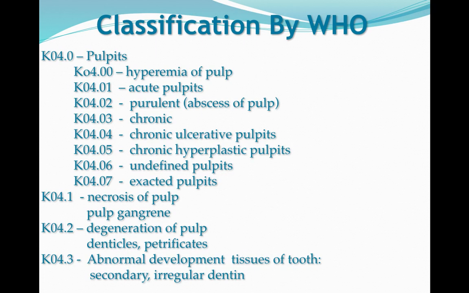Classification by the World Health Organization. First, pulpitis: hyperemia of pulp, acute pulpitis, purulent or abscess of pulp, chronic ulcerative pulpitis, chronic hyperplastic pulpitis, undefined pulpitis, extracted pulpitis, necrosis of pulp, pulp gangrene, degeneration of pulp, like denticles, petrification, and abnormal development of tooth tissue, secondary irregular dentin.